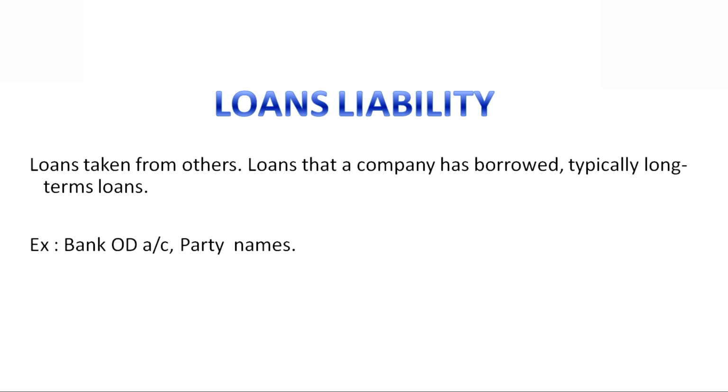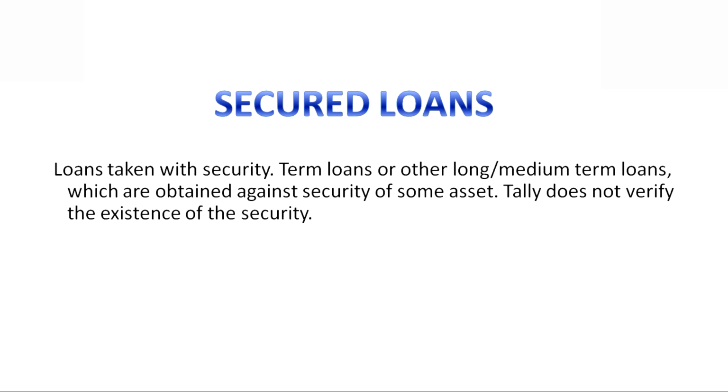Next, what is loans liability? Loans taken from others, loans that a company has borrowed, typically long-term loans. Examples for loans liability are bank overdraft account and party names. Next, we are going to understand what secured loans are. Loans taken with security, term loans or other long or medium term loans which are obtained against security of some assets. Tally does not verify the existence of the security.